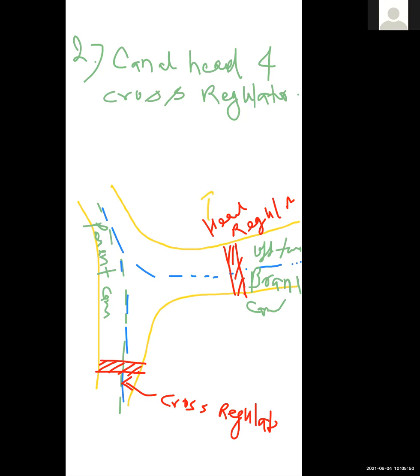So write the point. Work of the head regulator: the head regulator regulates discharge, measures discharge, and also controls or prevents entry of silt. Control silt. And what is the purpose of the cross regulator? The cross regulator maintains design discharge.